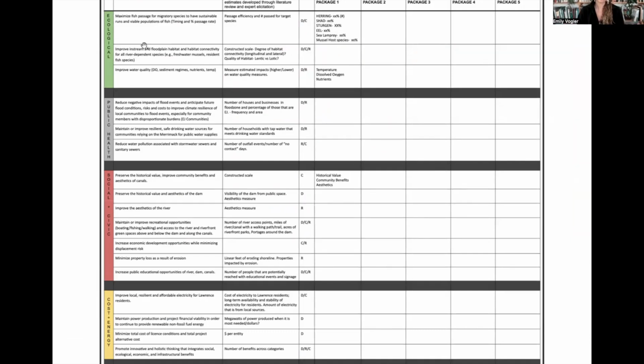So here we have our project objectives listed. We have our alternatives listed on the top. We're not yet at the stage where we're able to estimate the consequences, but the development of this matrix is the key stage to get everybody on board.